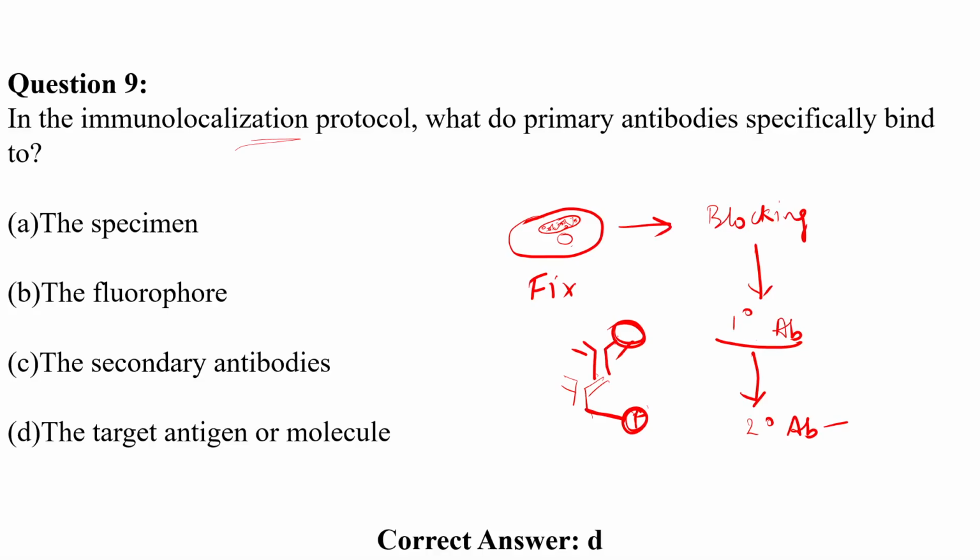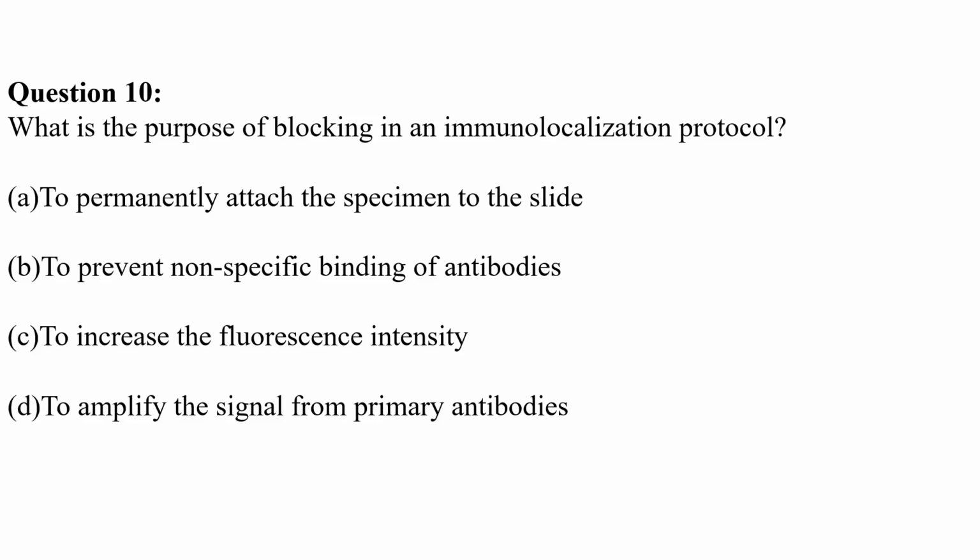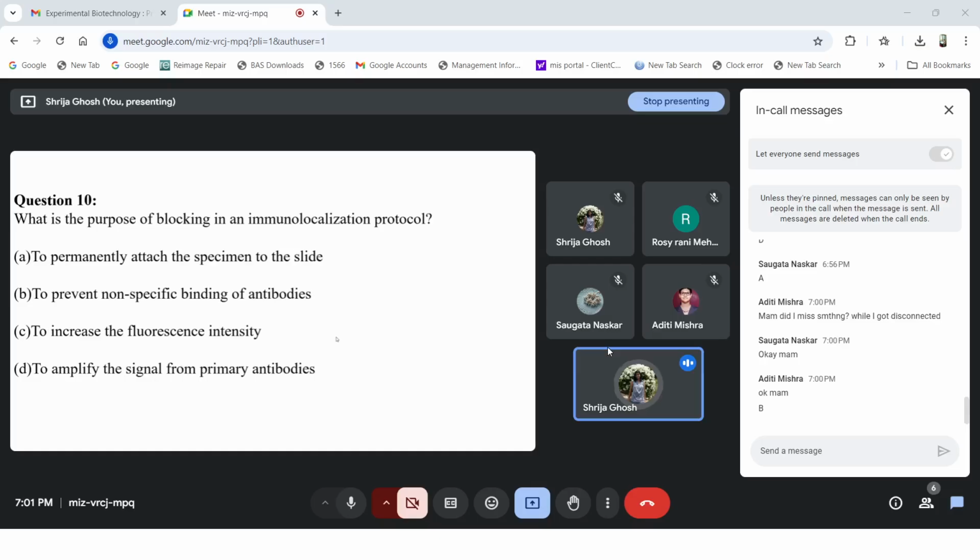The correct answer for this question is option D, target antigen or molecule. Moving to the next question, question number 10. What is the purpose of blocking in an immunolocalization protocol? Option A, to permanently attach the specimen to the slide. Option B, to prevent non-specific binding of the antibodies. Option C, to increase the fluorescence intensity. And option D, to amplify the signal from the primary antibody.